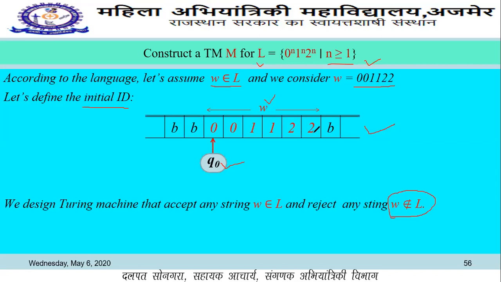This string w is surrounded by a number of blanks on both sides, because the blank, denoted here by B, is the default symbol over this tape which indicates the absence of an input symbol. After assuming this initial instantaneous description, we start the construction of the Turing machine.